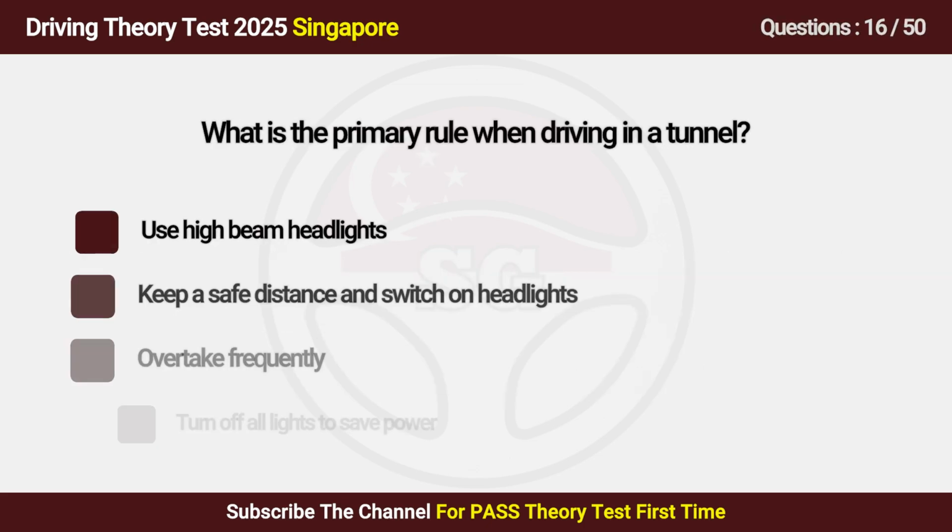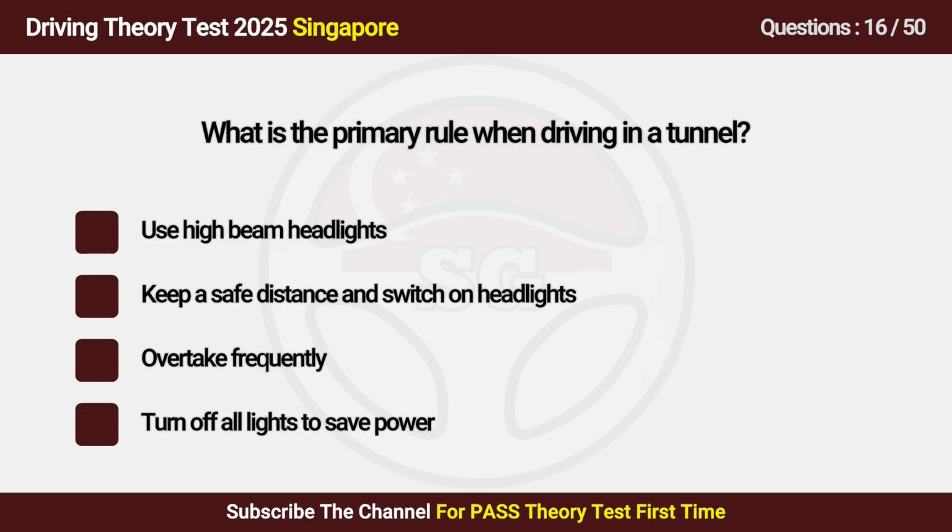Question 16. What is the primary rule when driving in a tunnel? A. Use high beam headlights. B. Keep a safe distance and switch on headlights. C. Overtake frequently. D. Turn off all lights to save power.